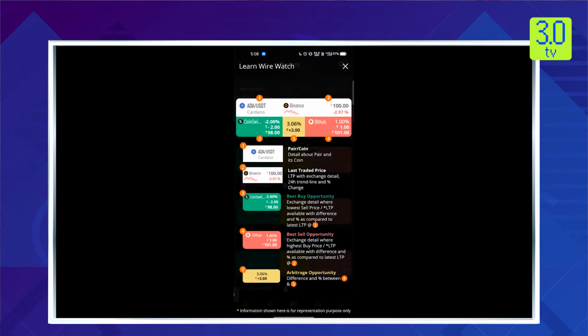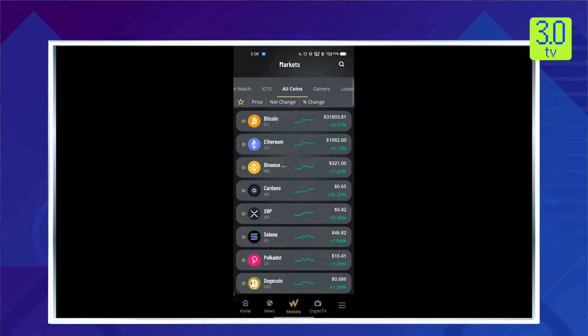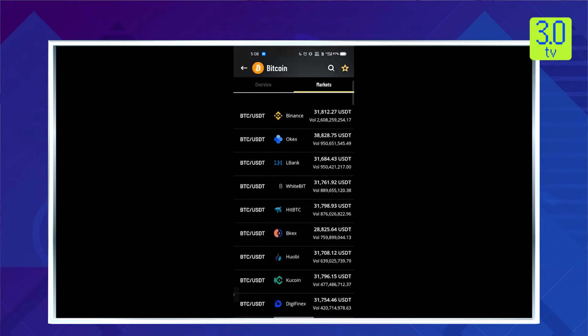Coming to WireWatch, in this section, we can monitor the best exchange to buy and the best exchange to sell a particular cryptocurrency. In the center of the screen, we can monitor the arbitrage opportunity available between two exchanges for the same cryptocurrency. There are more than 350 cryptocurrencies listed on our platform, along with 70 plus exchanges worldwide.